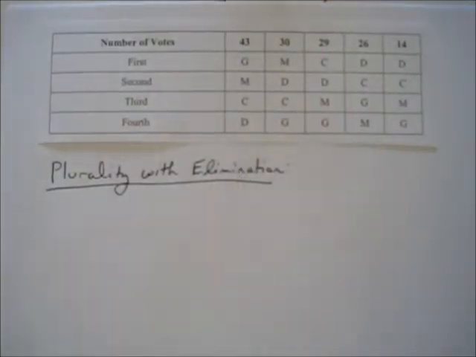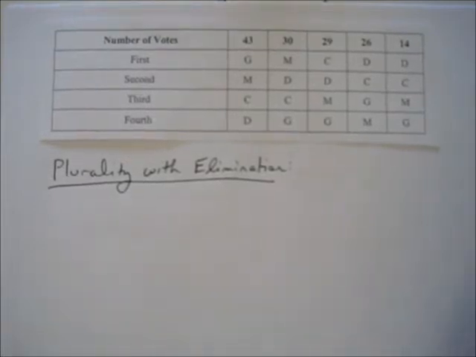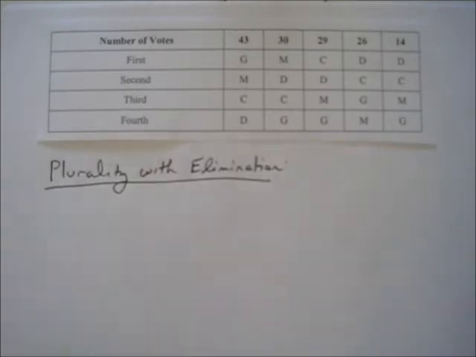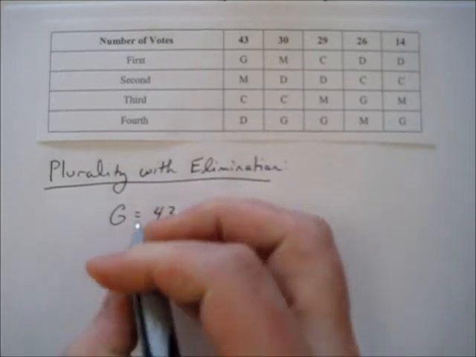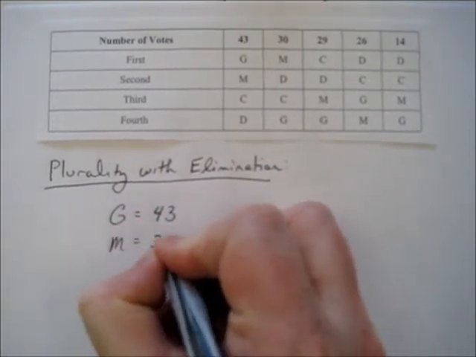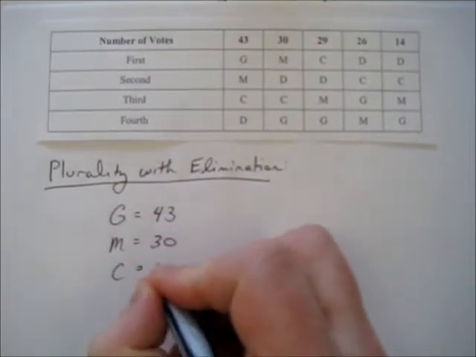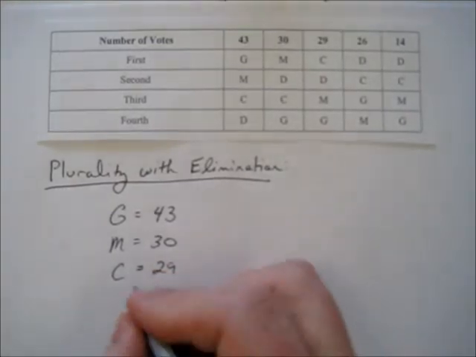So now we'll look at the second method, plurality with elimination. It starts out similar to the way plurality looks. We look at the first round of voting, and I can just copy from my last problem. I see that Gateway had 43, Mac had 30, Compaq had 29, and Dell had 40.